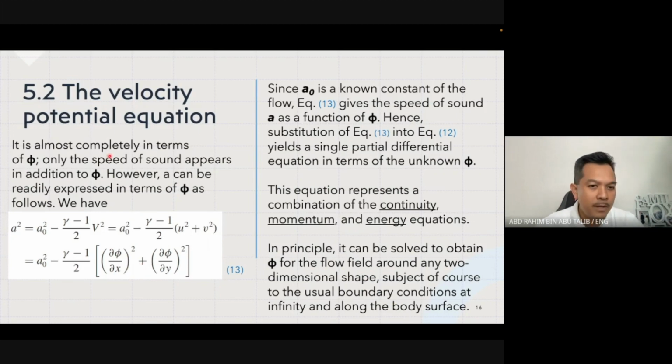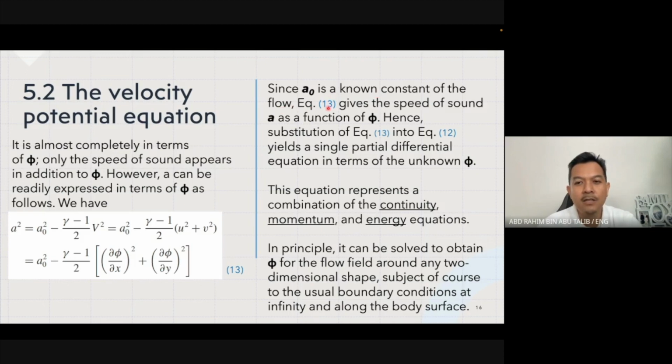So it is almost completely in terms of phi, right? Only the speed of sound appears in addition to phi, right? No more density or pressure inside there. However, this A, which is supposed to be the speed of sound, can be readily expressed in terms of phi as follows. So we want to try to reduce the equation. So as equation number 13, where the A naught, right, is a known constant of the flow.